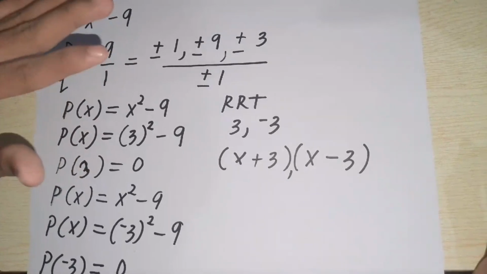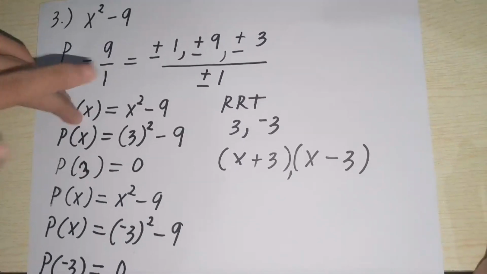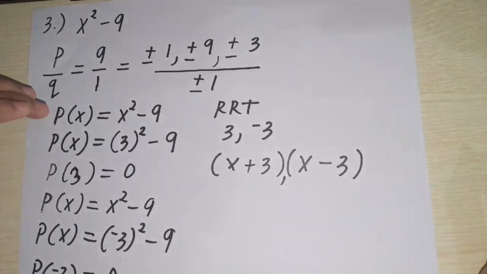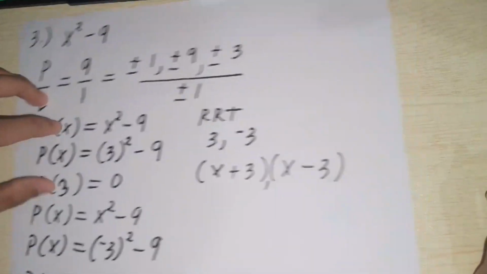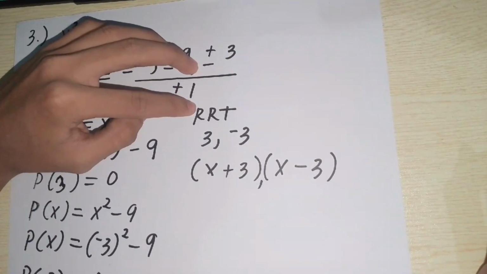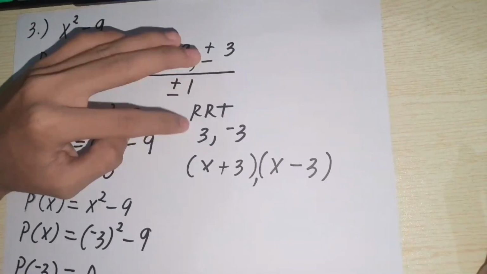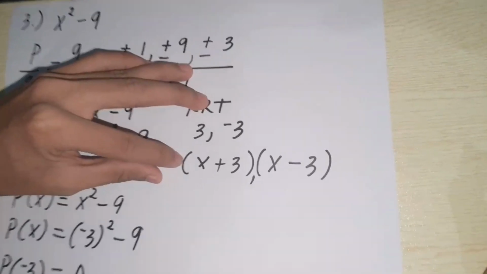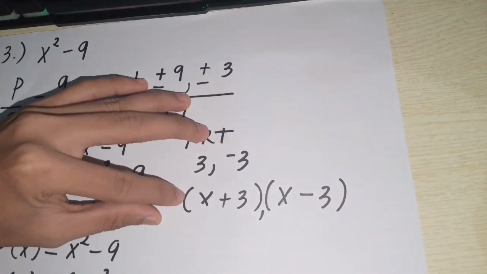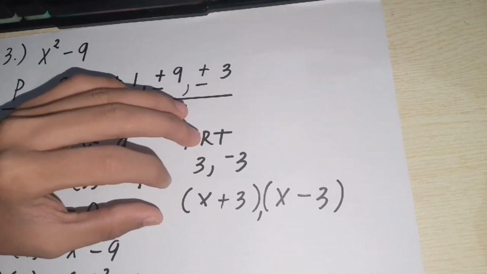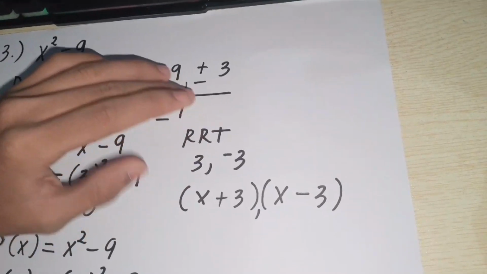For the second real root, we changed it into negative 3 and also came up with the answer 0. So our real roots are going to be positive 3 and negative 3. And therefore, the factors of x squared minus 9 are x plus 3 and x minus 3.